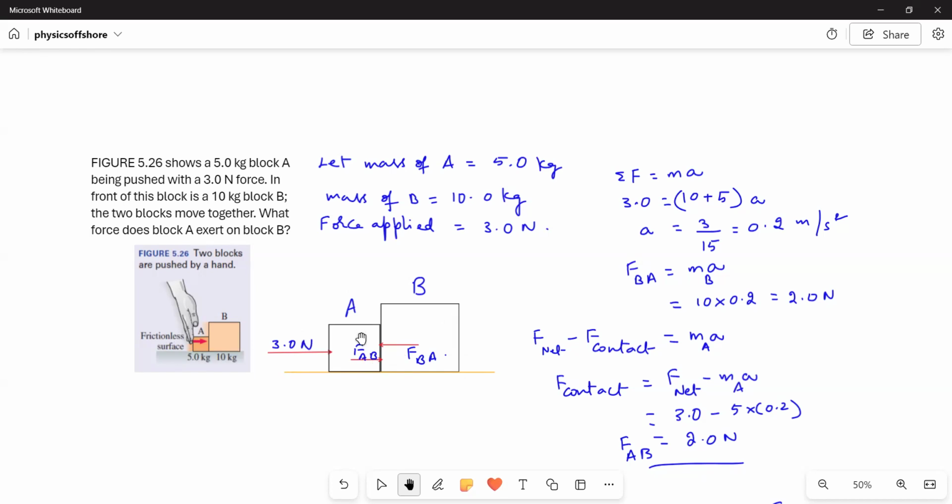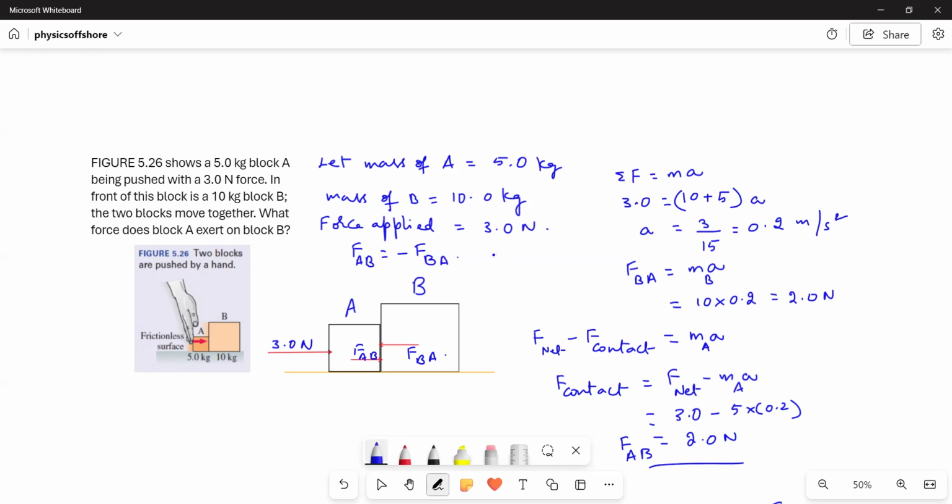That means whatever the force the first block puts on the second block, the same amount of force the second block applies on the first block. Okay. So FAB is equal to negative FBA. That is Newton's third law. FAB is equal to negative FBA. That means for every action, there is an equal and opposite reaction. So these two forces are action reaction forces. So whatever the force A applies on B, the same amount of reaction force B applies on A.